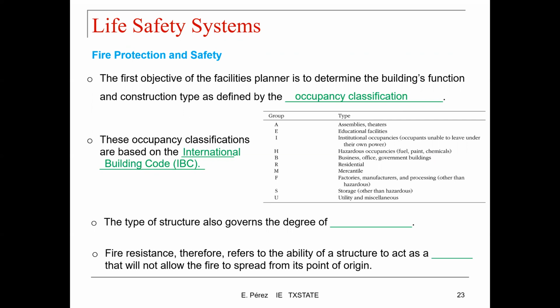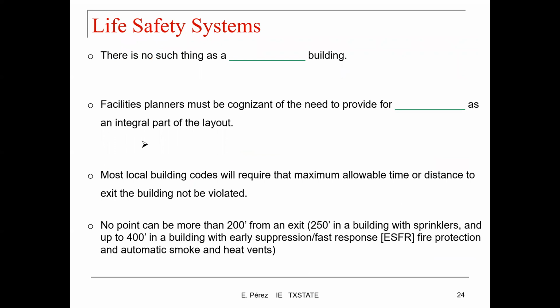The type of structure also governs the degree of fire resistance. Fire resistance, therefore, refers to the ability of a structure to act as a barrier that will not allow the fire to spread from its point of origin. There's no such thing as a fire immune building.